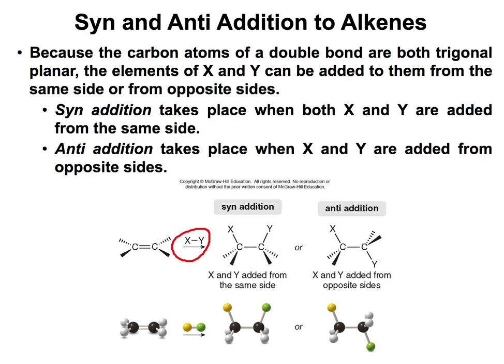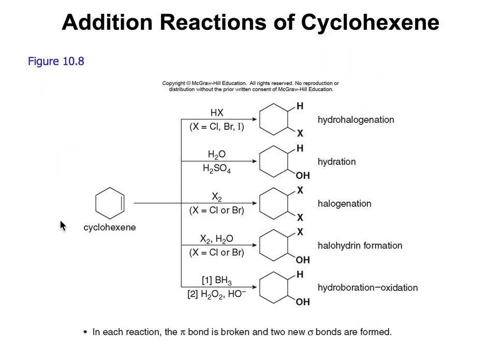And that has consequences, because you know that this product right here is different from this product right here. It matters from where in space that X and that Y come, because it will give us an R or an S, or it will matter because the products will be different if they are syn or if they are anti.